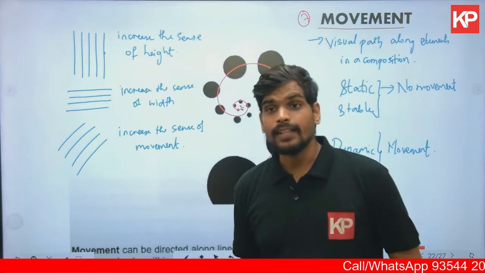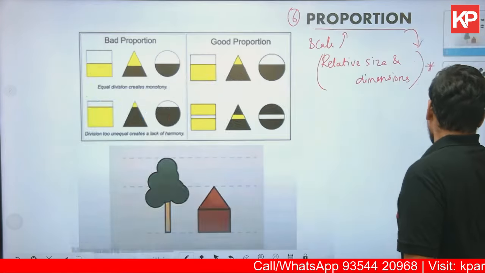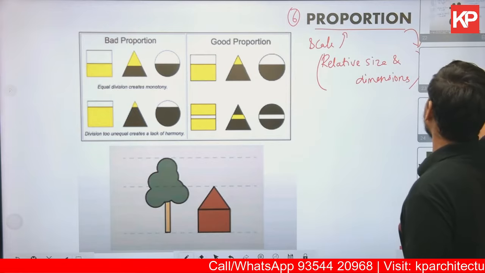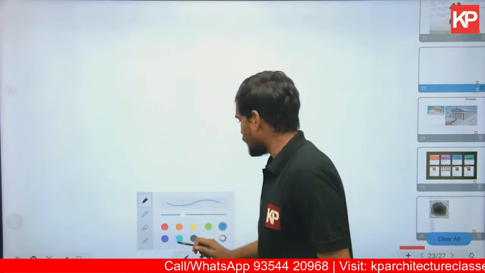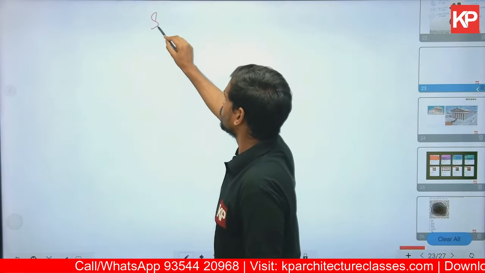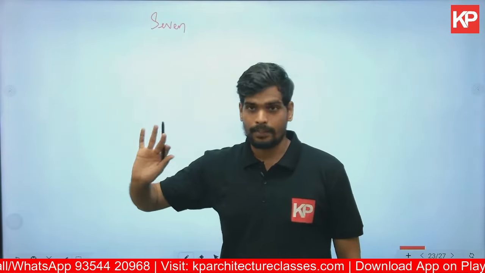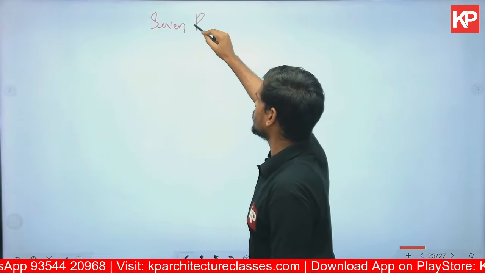Let me quickly summarize the points we discussed under the principles of design, and then we will look into the practice questions, right? So we discussed 7 principles of design. I'm not discussing the elements of design. We discussed 6 elements of design, that is separate. Coming to the 7 principles of design.